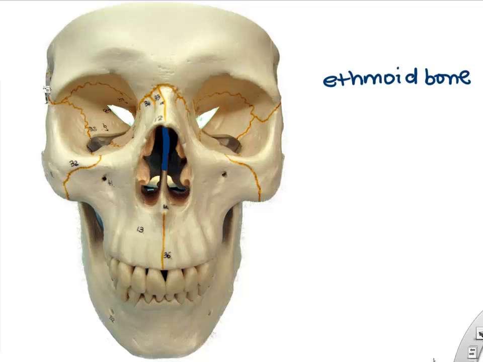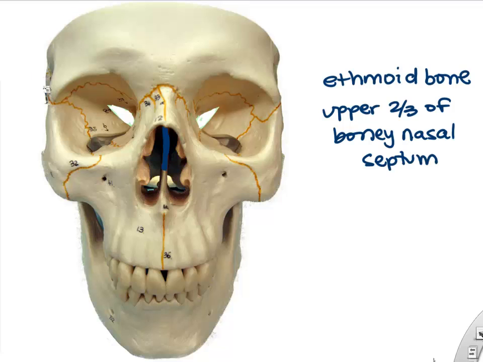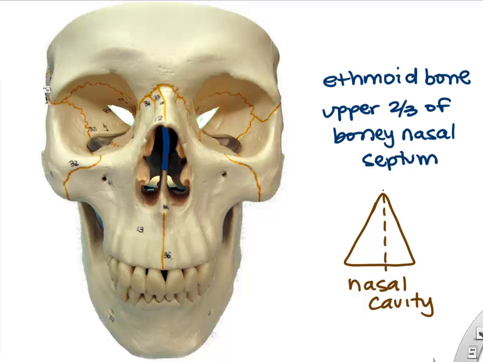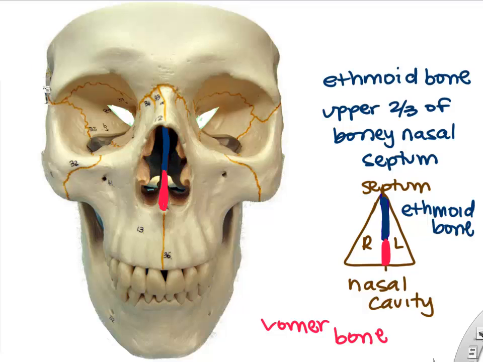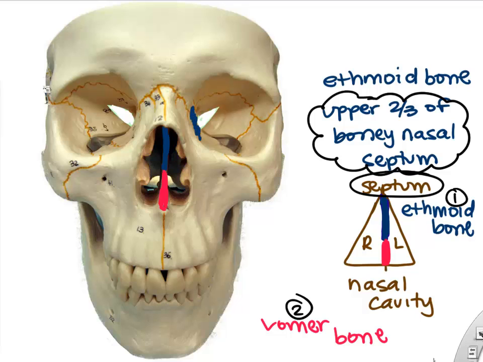Another place you can see your ethmoid bone really well is the upper portion of your nasal septum. So your right and left nasal cavity is divided. Your nasal cavity would just be one giant room, but instead it has a wall down the middle. That's called the bony nasal septum, which divides it into a right half and a left half. And the top of that bony nasal septum is our ethmoid bone. All right? The bottom half of that bony nasal septum is called the vomer bone. So the vomer and the ethmoid together make up what's called the bony nasal septum. It's why your nasal cavity has a right and a left side.